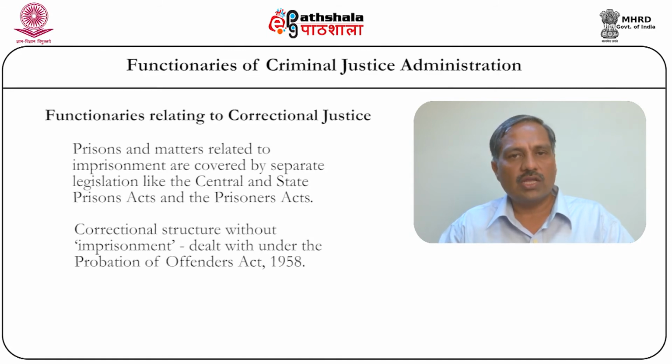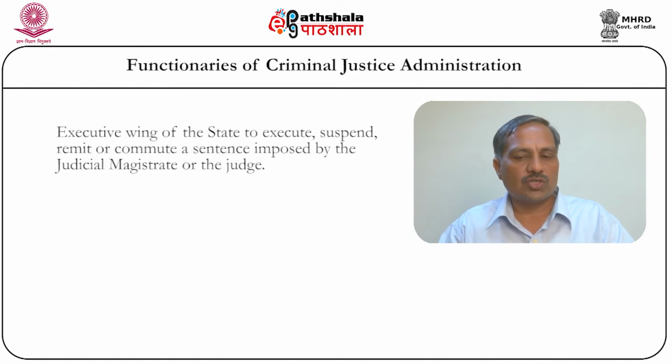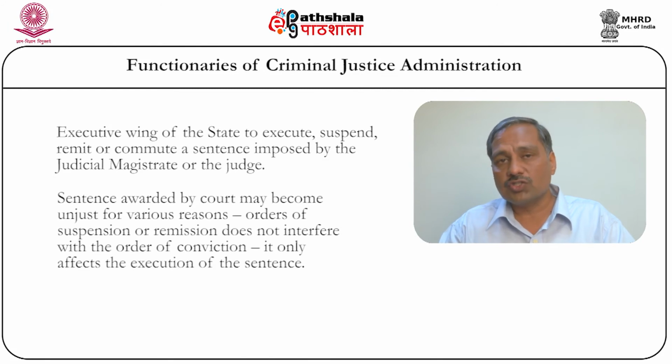This particular functionary comes within the executive wing of the state. They are supposed to be executing, suspending, remitting or commuting a sentence imposed by a judicial magistrate. Now, this executive power has been given because sentencing, or until sentencing, is a judicial process. But post sentencing, we may find that there are circumstances where the particular sentence may look unjust, and that is why a need to revisit the same may be made out, and that is where the executive wing has the power of suspending or remitting a sentence. But this does not interfere with the orders of conviction, that must be remembered. It only affects the execution of the sentence.